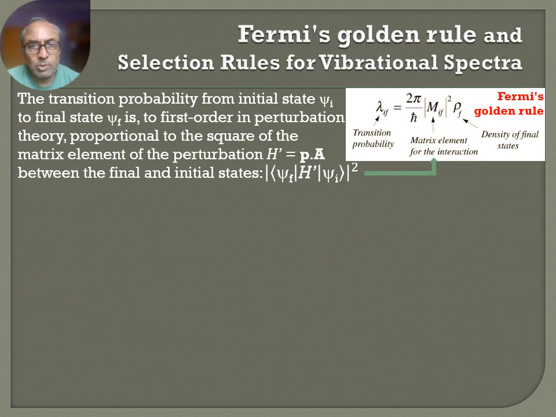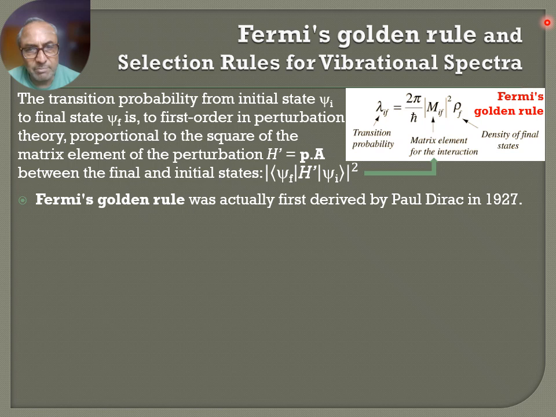The transition probability from initial state psi I to final state psi f is, to first order in perturbation theory, proportional to the square of the matrix element of the perturbation, or the interaction Hamiltonian between matter and radiation, that is H' equals P dot A, between the initial and final states, that is bra psi f H' psi I ket modulus squared, which appears here. This is known as Fermi's golden rule, which was actually first derived by Paul Dirac in 1927.